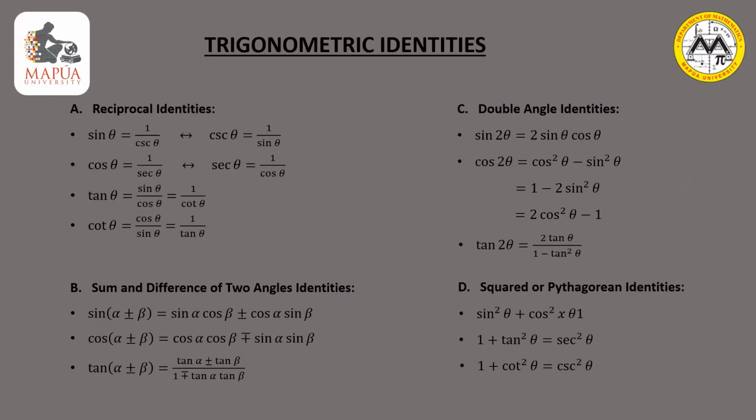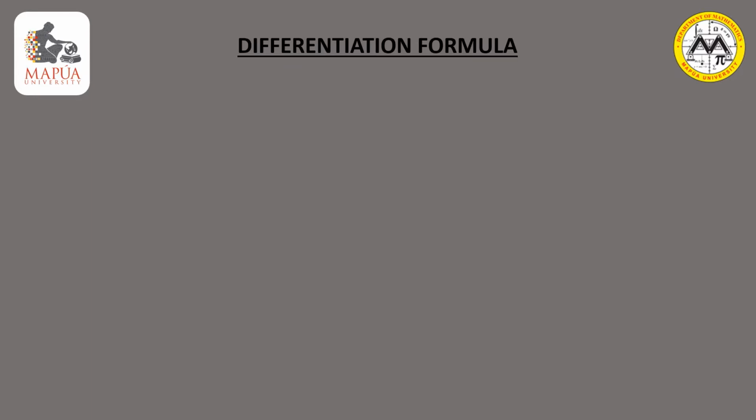Here are the trigonometric identities that are most commonly used to simplify expressions involving trigonometric functions. We have here the reciprocal identities, the sum and difference of two angles identities, the double angle identities, and the squared or the Pythagorean identities. Listed here are the differentiation formulas for the trigonometric functions.